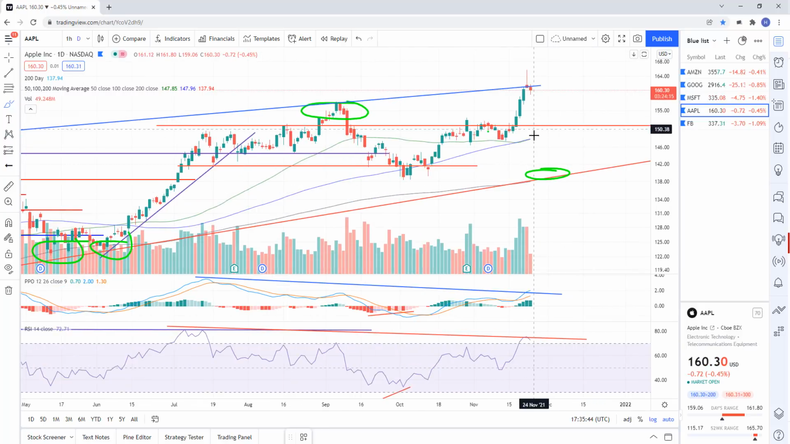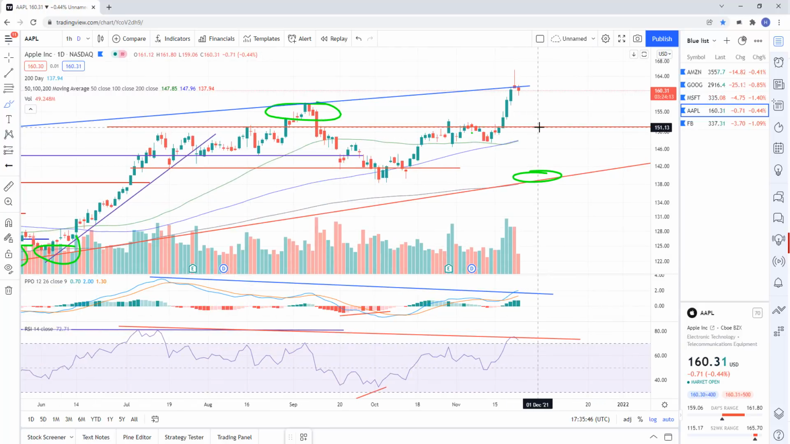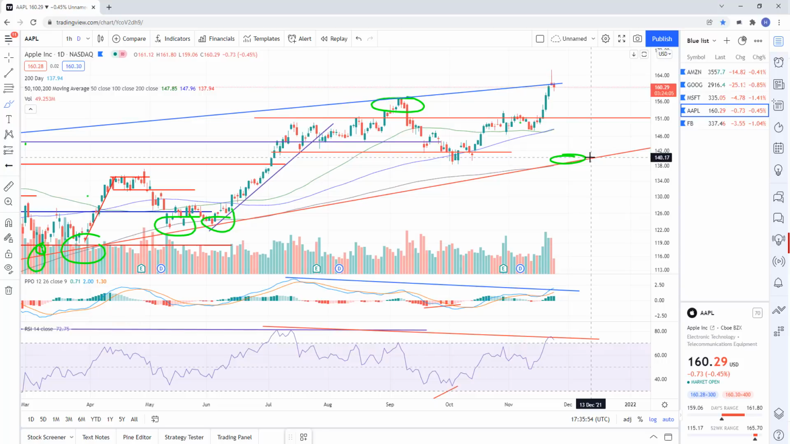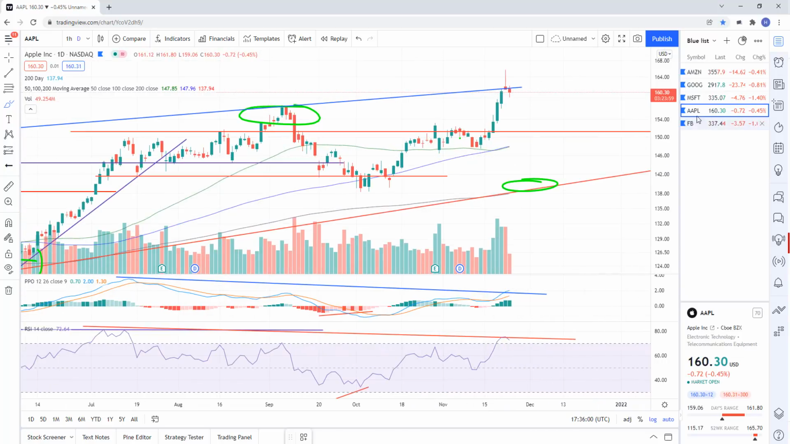Where do we go? Well, first level of support, I think, is right in here, about 151.24. And then the bottom of the range, though, I think is a very likely target, which would be, right now, this trend line, about 140 or whatever. So we'll watch that.